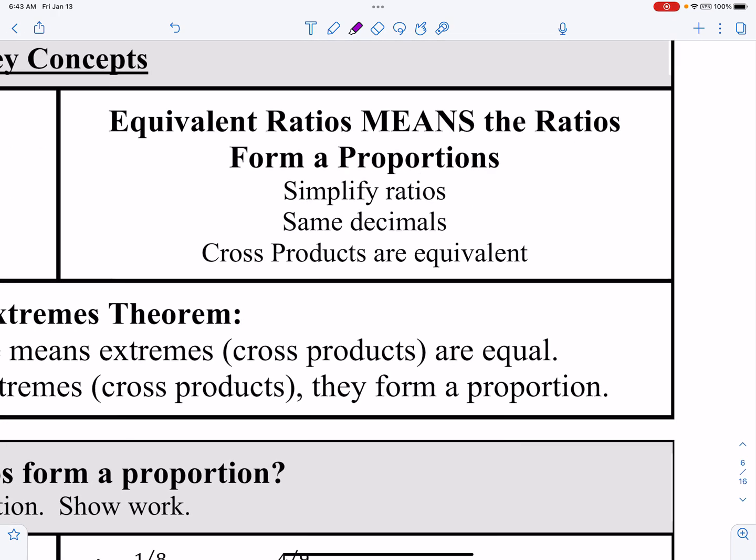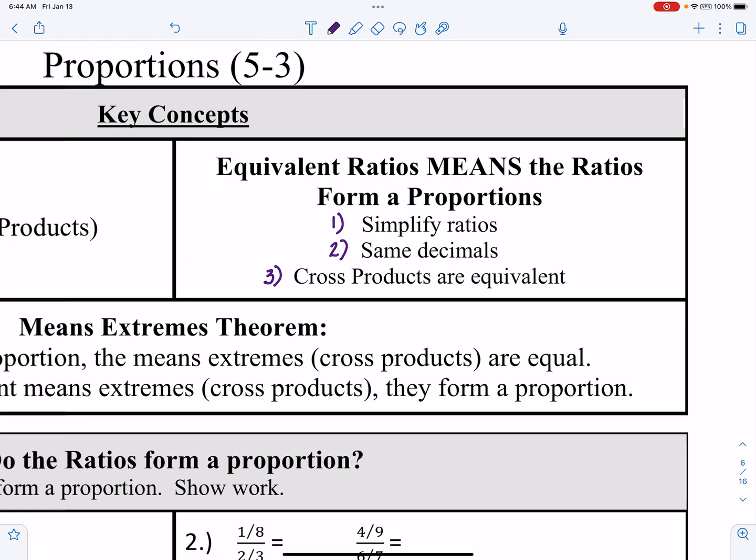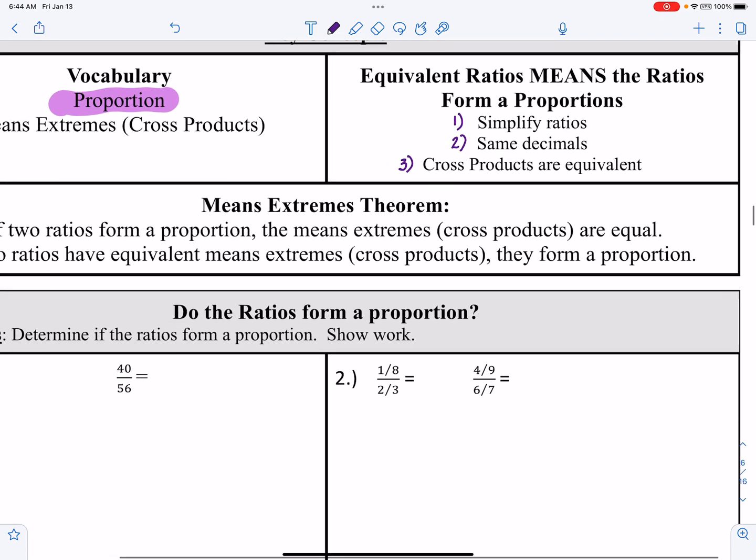There are three ways we already have talked about to create equivalent ratios or to see if they form a proportion. And so we've talked about simplifying or creating equivalent ratios to see if that's possible. We've talked about just creating decimals to see if they're equivalent or proportional, and also using means and extremes or cross-multiplying to see if things are equivalent or proportional. So we're going to continue that today.